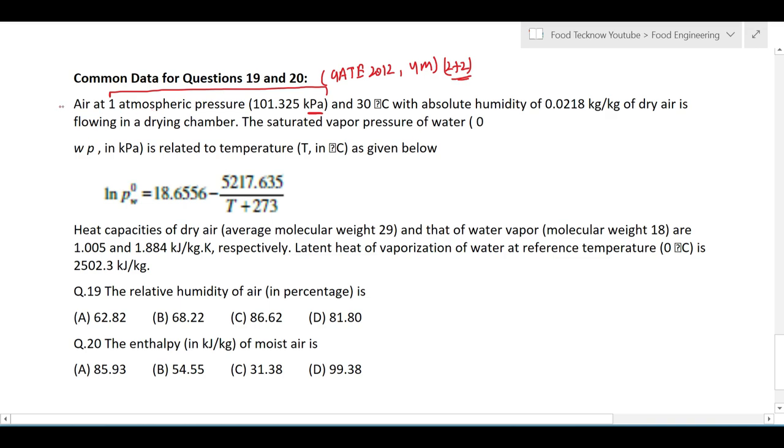And the question is, air at 1 atmospheric pressure and 30 degrees Celsius with absolute humidity (absolute humidity means the specific humidity, remember this also) of dry air is flowing in a drying chamber. यानी एयर जो है इस प्रेशर पर और इस टेम्परेचर पर जिसकी ह्यूमिडिटी इतनी है वो फ्लो हो रही है किसी एक ड्राई चैम्बर में.